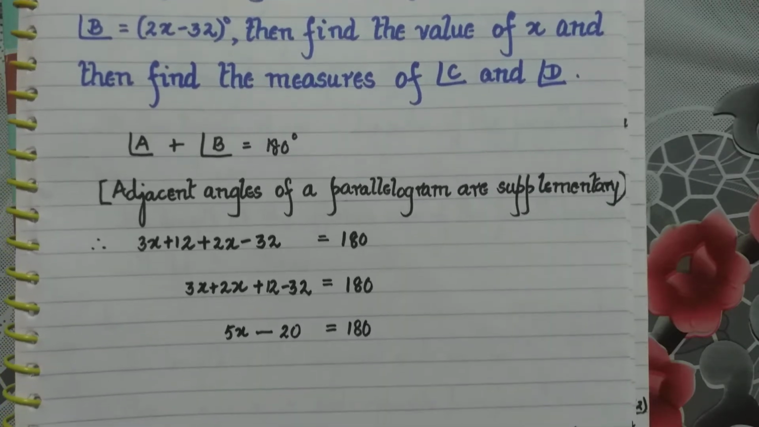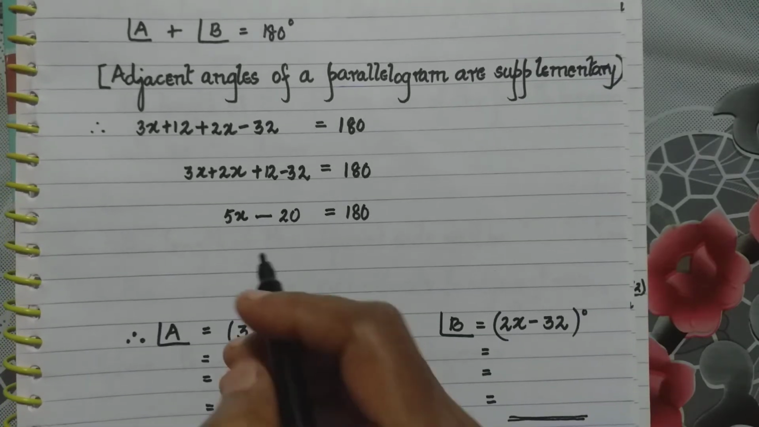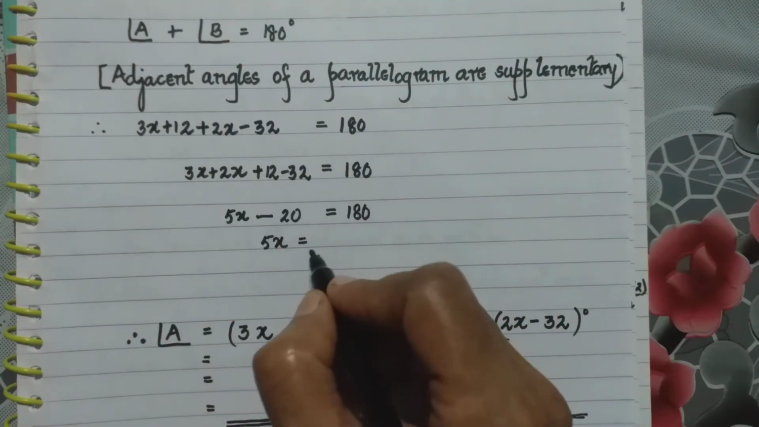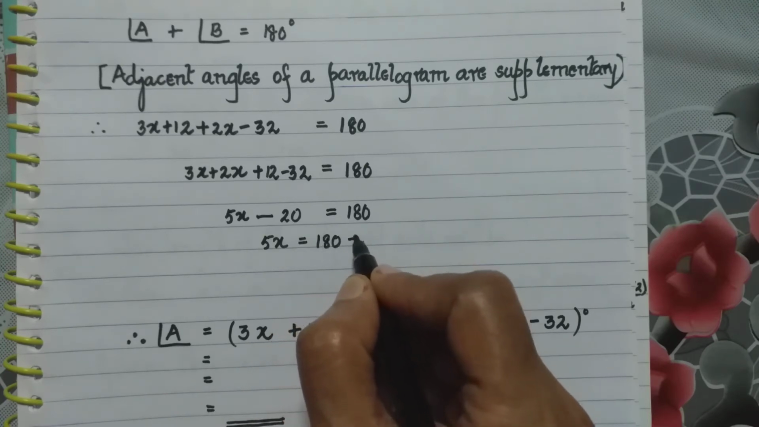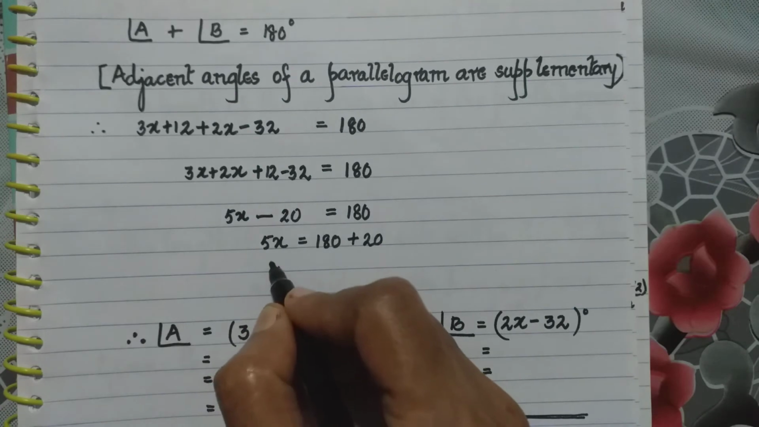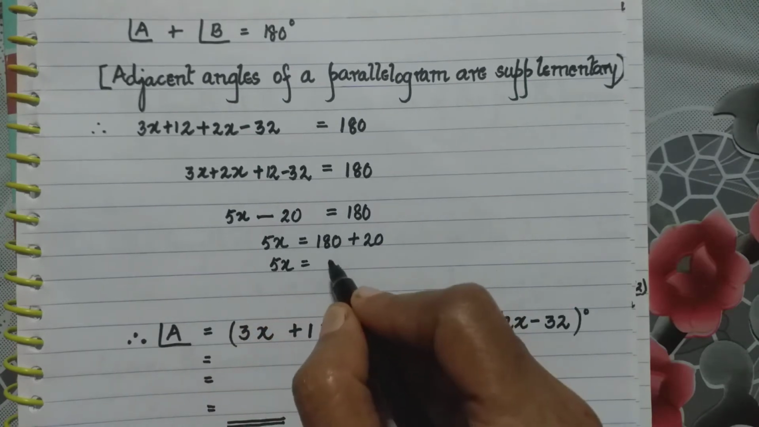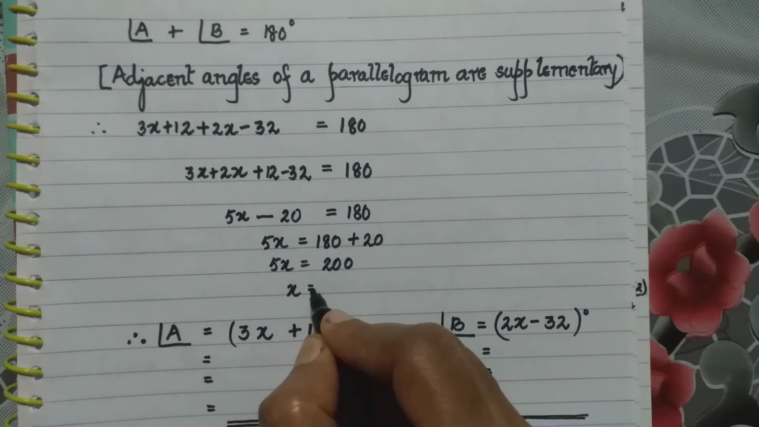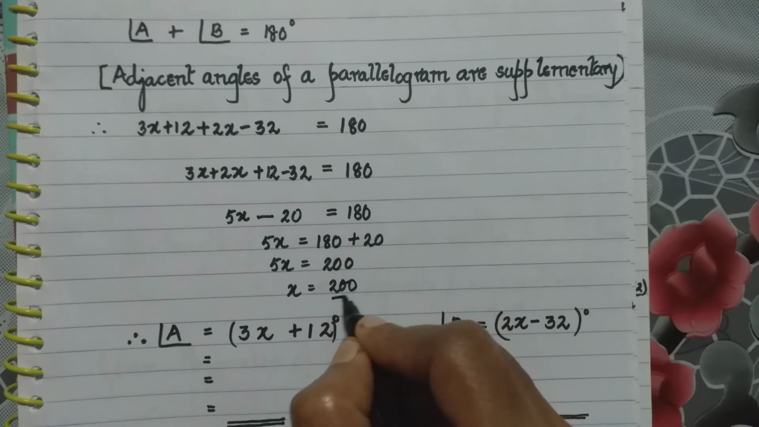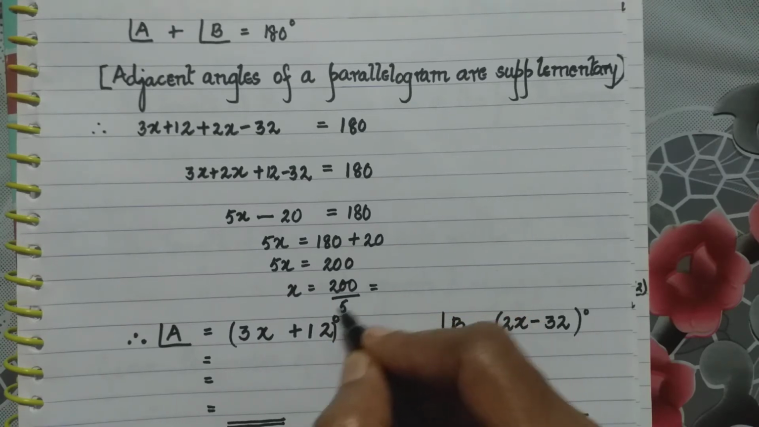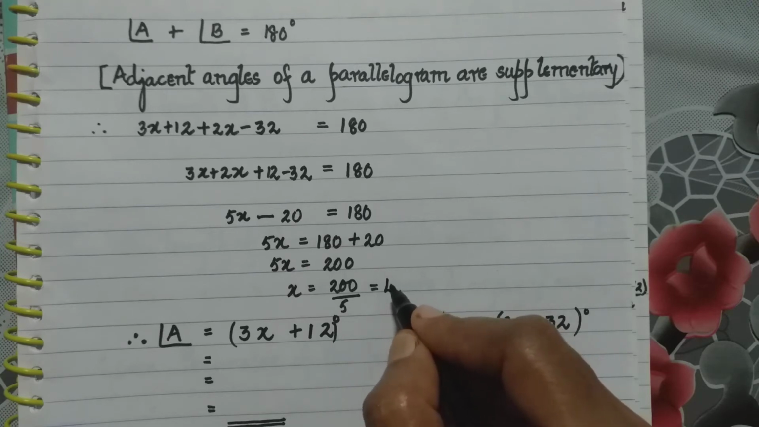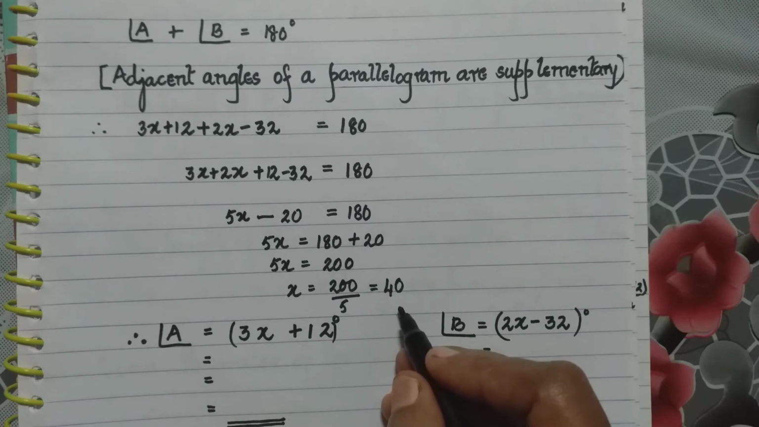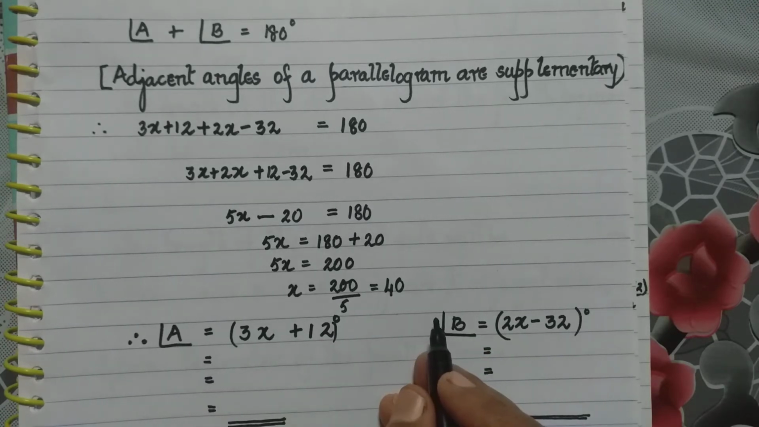Now if I were to find out x, what have I to do? Keep 5x on one side and take 20 to the other side. So this becomes 180 plus 20. So 5x is equal to 180 plus 20, which is 200. Therefore x is equal to 200 upon 5, which is 40. So x is equal to 40. Now we have got the value of x, right?